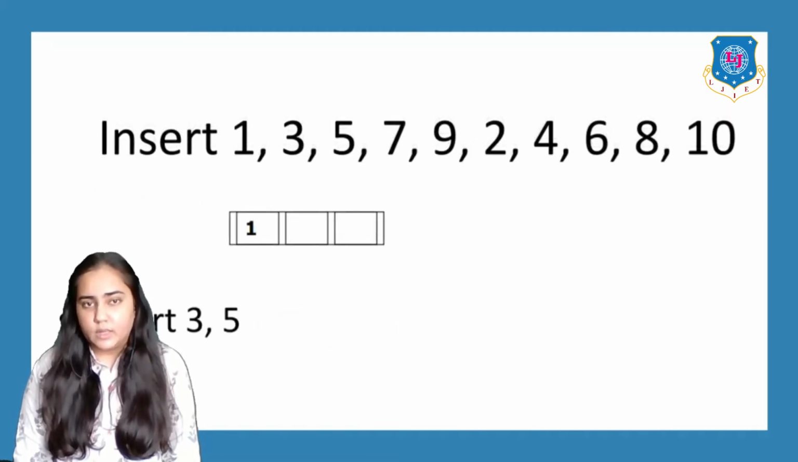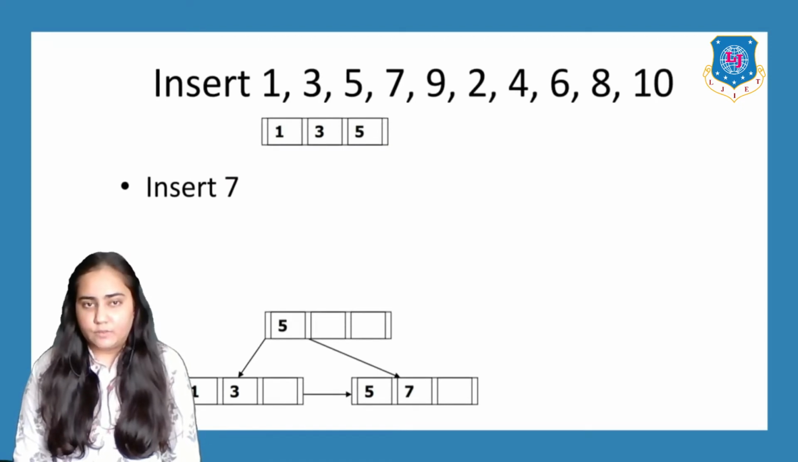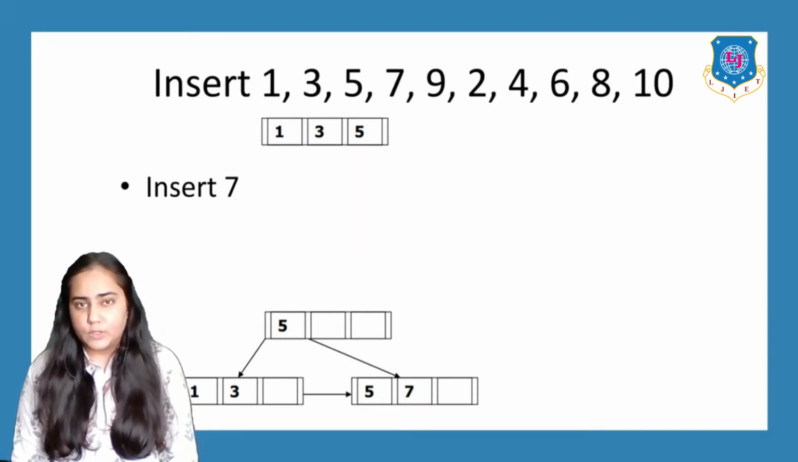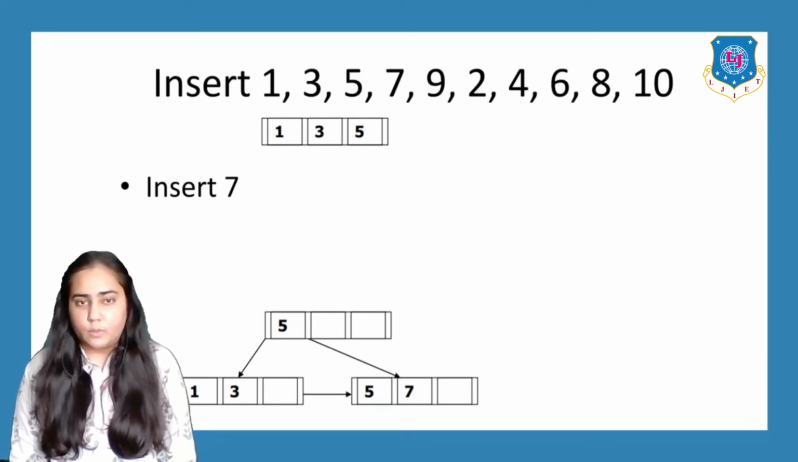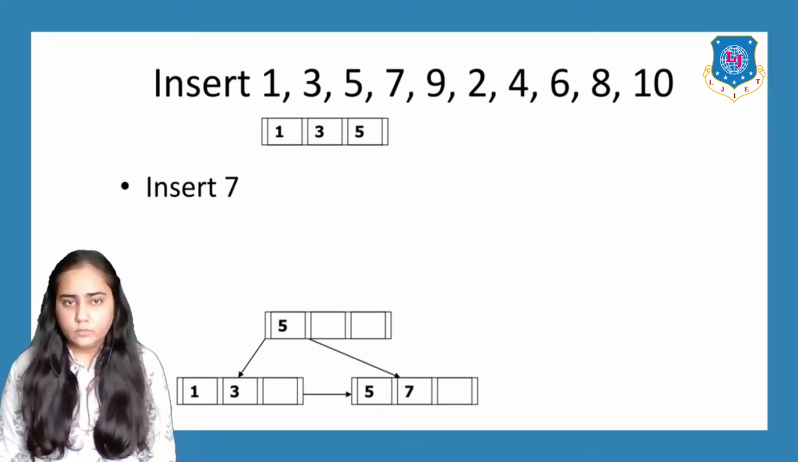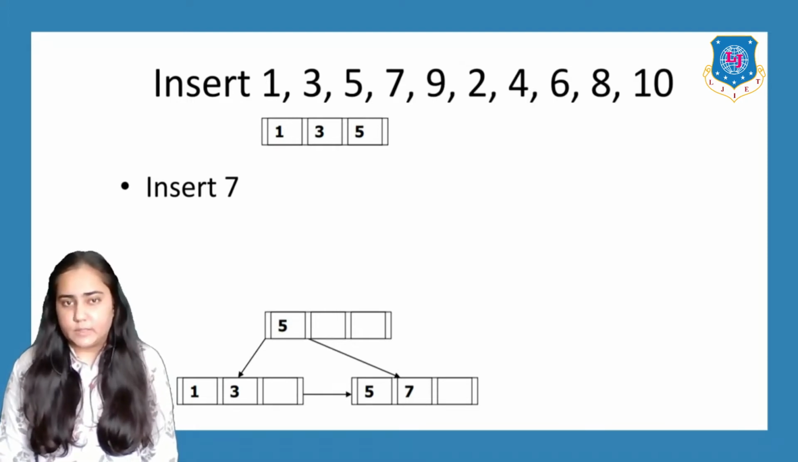Now the next thing I want to insert is 3 and 5. So I'm inserting 3 and 5 directly, and they are inserted, as you can see. Next, I want to insert 7. In order to insert 7, there is a problem, which is that there is no space in the topmost node. We have to increase one level, and to do that, just like a B tree, we are going to pick the node that we want to take up.